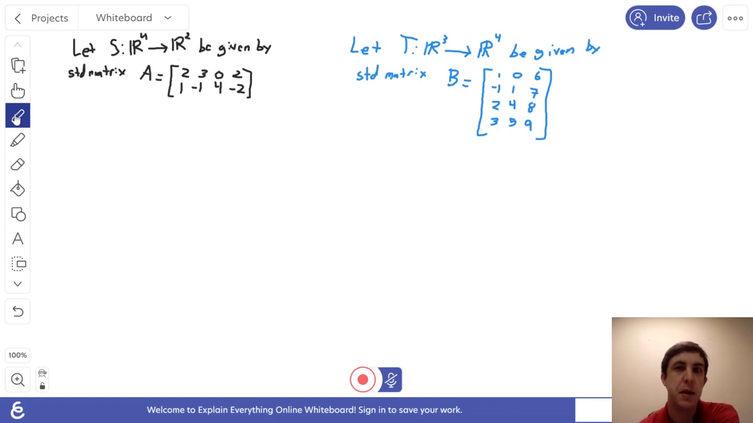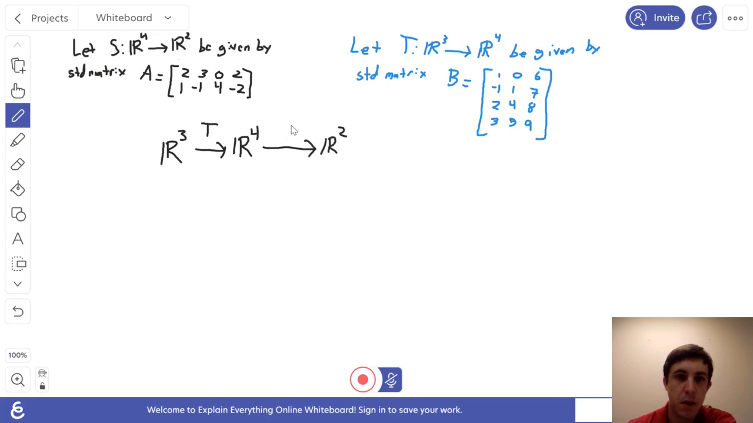So here I have written down two linear transformations. S goes from R4 to R2, and T goes from R3 to R4. What this means is that we can chain these together in the following way. T starts in R3 and produces something in R4. I'm going to label this with a T here. But S takes things in R4 and produces things in R2. So we can take a vector in R3, apply T to it to produce a vector in R4, and to that resulting vector, we could apply S to it and produce a vector in R2.